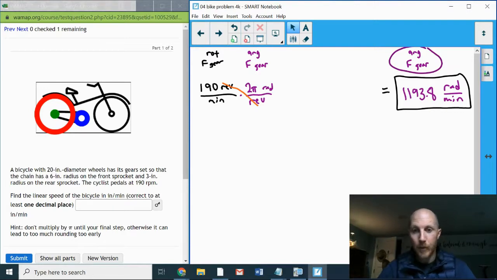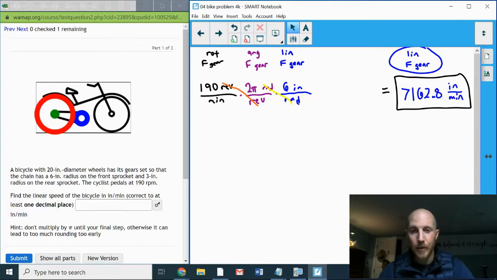So I multiplied by 2 pi radians per 1 revolution. Next, I wanted to find the linear speed of that front gear. So I just need, as a conversion factor, the size of the radius, 6 inches per radius. So this is giving me the linear speed of the front gear. And here's my final answer over here to the right.